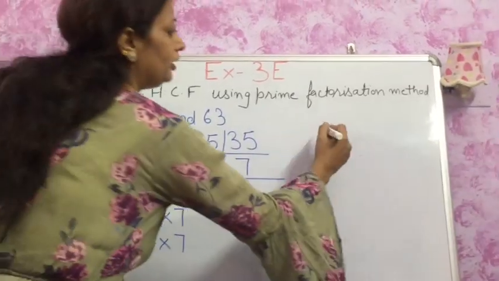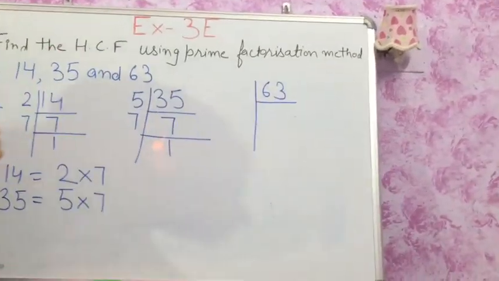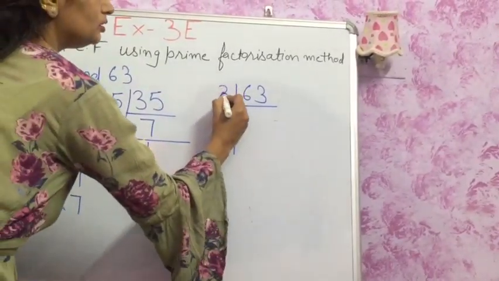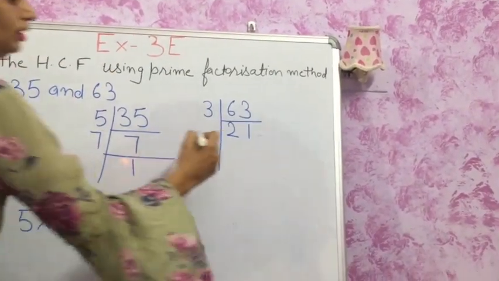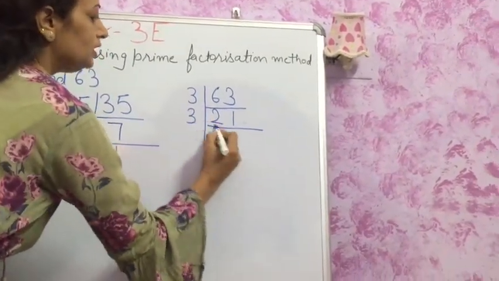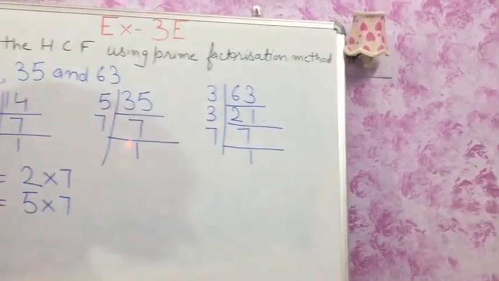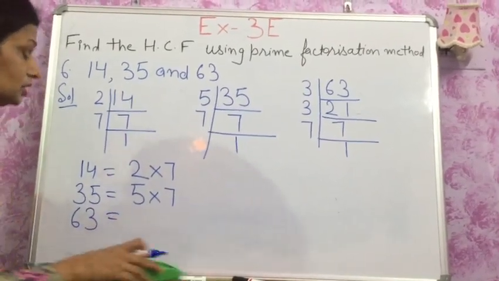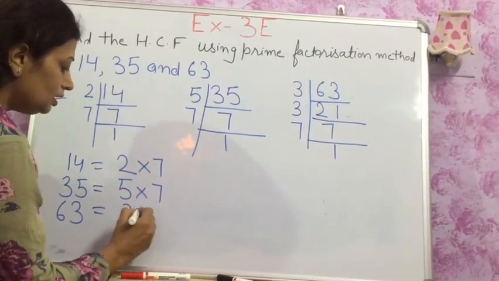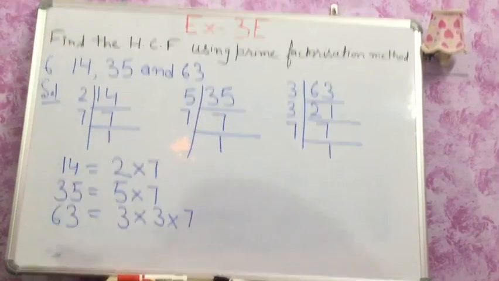Now we have to find the prime factorization of 63. 63 is divisible by 3. That is 21. 3 7s are 21. Again 7 1s are 7. Now the prime factorization of 63 is 3 multiply 3 multiply 7.